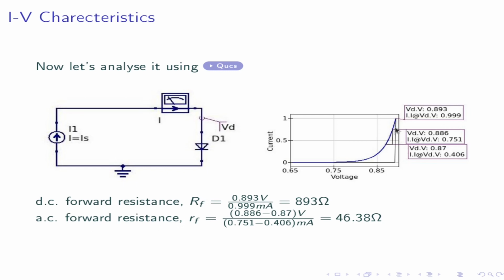DC forward resistance is measured from the large slope. That means 0.893 divided by 0.999 milliampere, so that it is 893 ohm. But the AC forward resistance is from the small slope, that is 0.886 minus 0.87 divided by 0.751 minus 0.406, that is 46 ohm approximately. So we can measure AC and DC resistance from the IV characteristics.